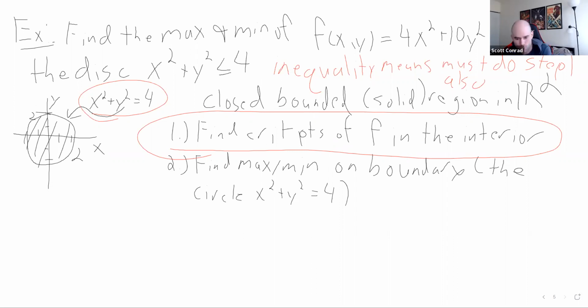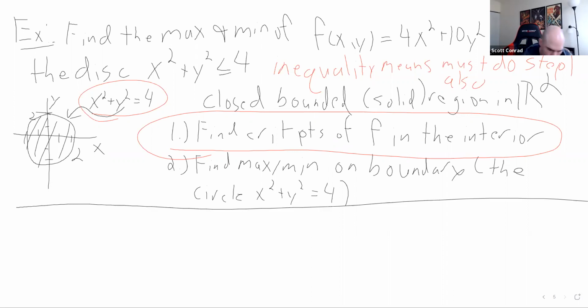Okay, cool. So step 1. The function f of x, y is 4x squared plus 10y squared. Let's find the critical points. So we set both partials equal to 0.